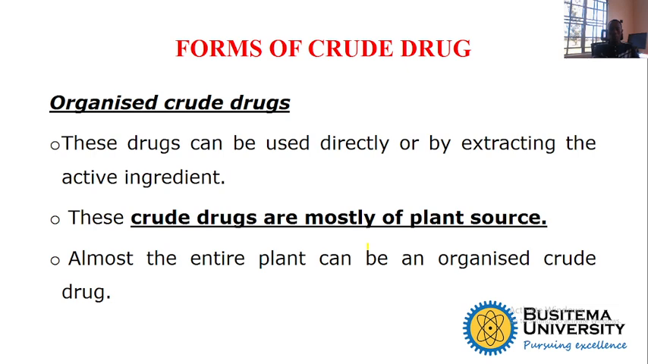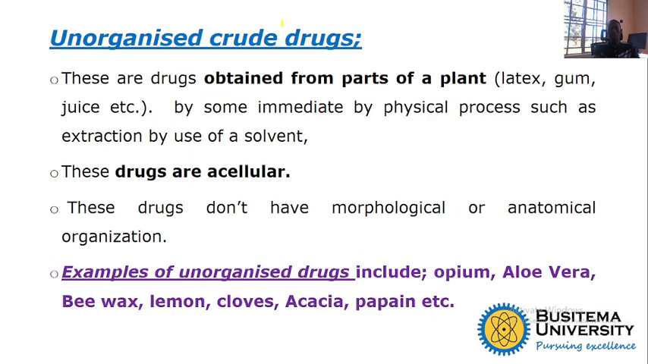Then we have cases where we use unorganized crude drugs. For unorganized crude drugs, we use a particular part of a plant, for example, latex, the gum, or the juice. An example is aloe vera, where we always use the juice. Therefore, that would be an unorganized crude drug. Also, with pawpaw, if you use the sap, that would also be an unorganized crude drug, which is not the case with organized.